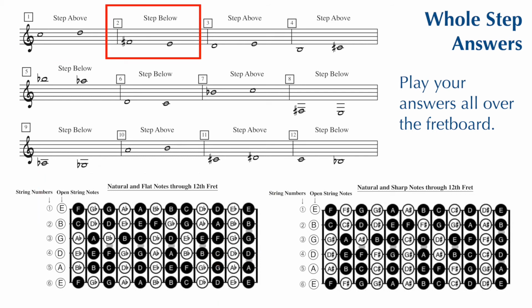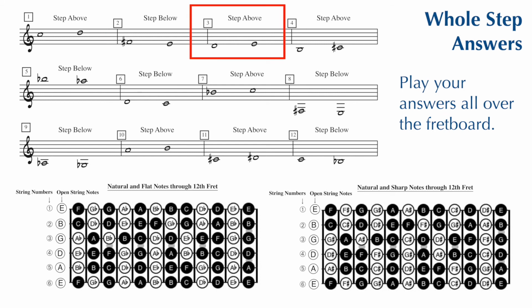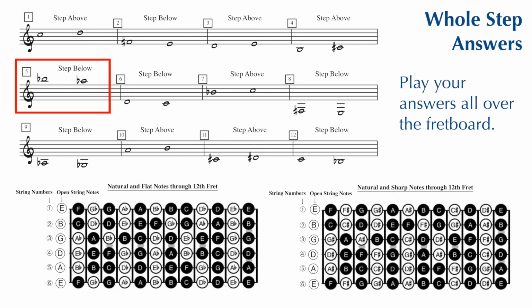Number 2, you're given an F sharp. Whole step below an F sharp is an E. Number 3, you're given a D. A step above a D is an E. Number 4, you're given a B. Step above a B is a C sharp. Number 5, you're given a B flat. Step below that B flat is an A flat.